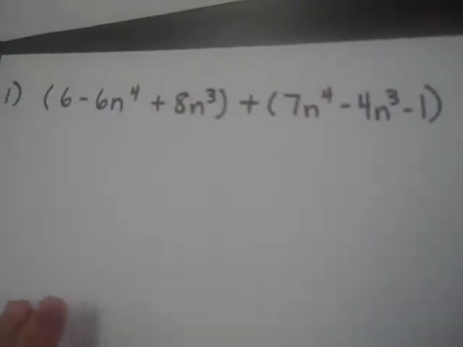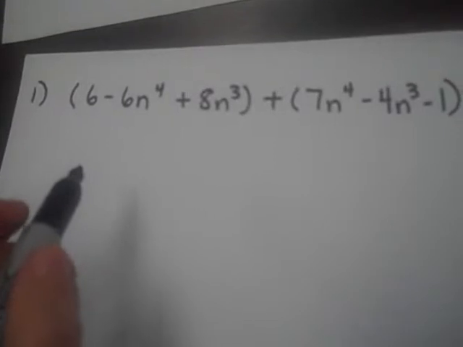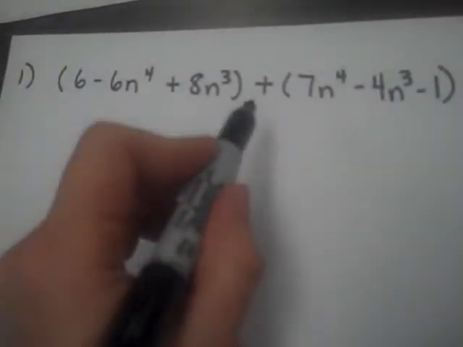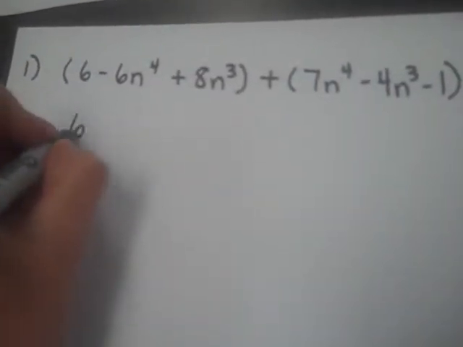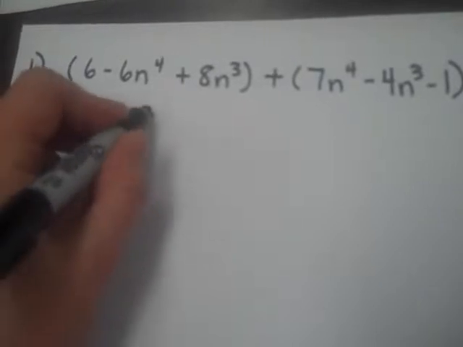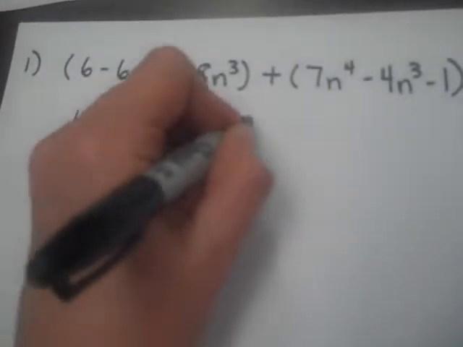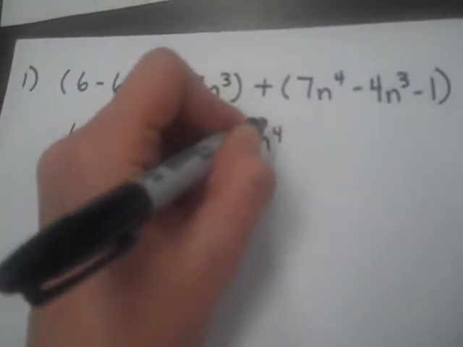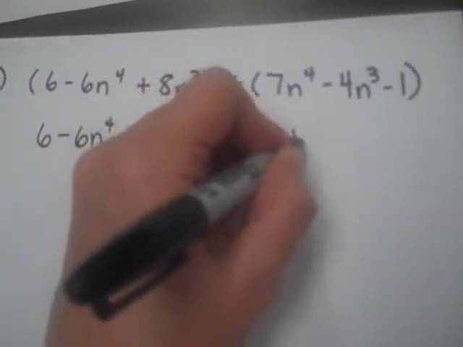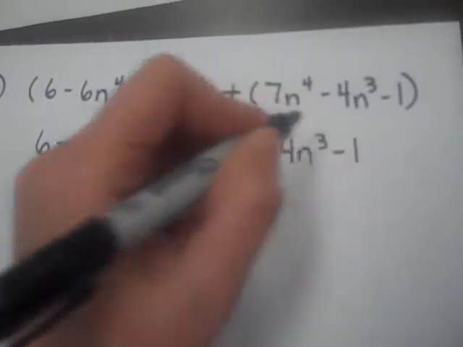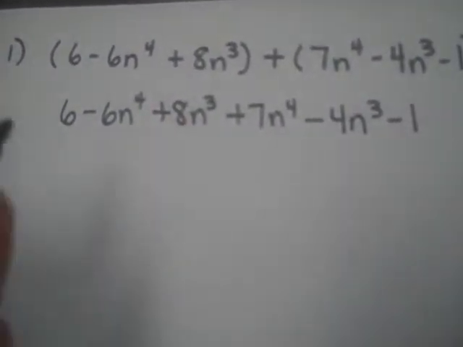Alright, number 1, version 1. I'm adding two polynomials. Okay, because they are positive on the outside of both sets of parentheses, I can take them out of their parentheses. Okay, now I'm looking for like terms.